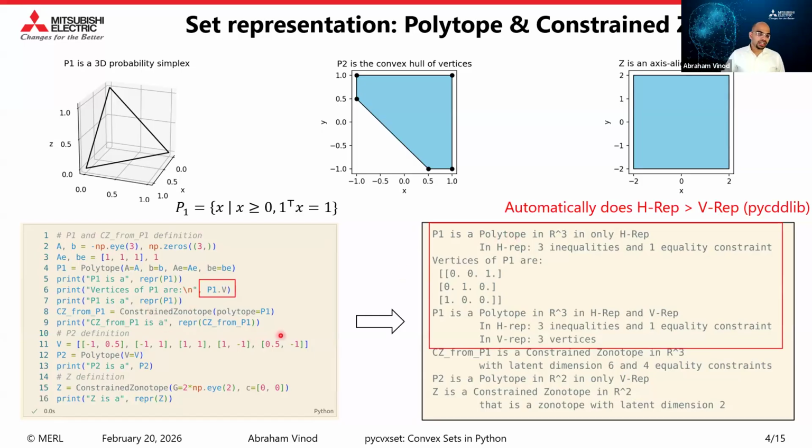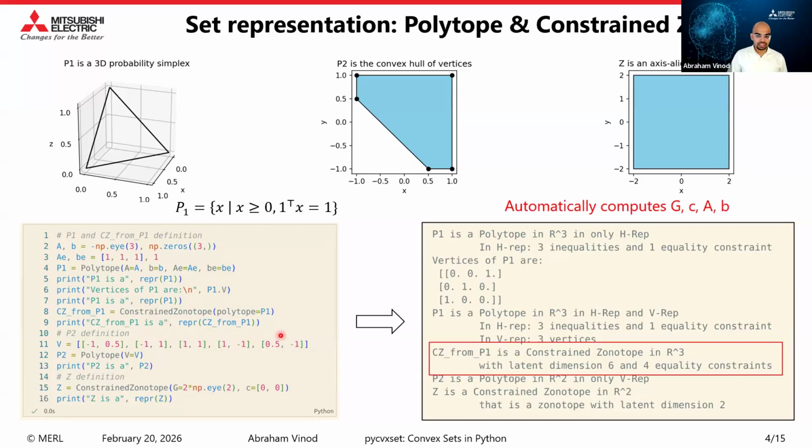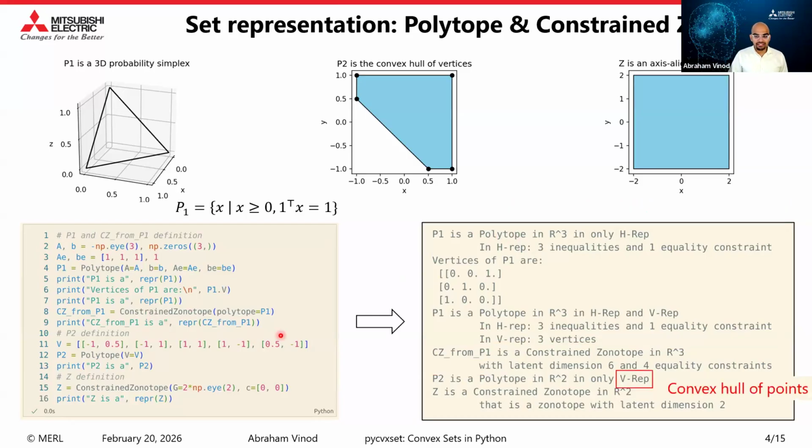Similarly, you can define the constraint zonotope from a polytope, and it will do this corresponding conversion and give you the constraint zonotope. And finally, if you give it a collection of vertices, it won't naturally trigger the half-space representation, but it'll retain it as a convex hull of points. And finally, if you have a zonotope, in this case, an axis-aligned rectangle, it'll automatically detect that as well.